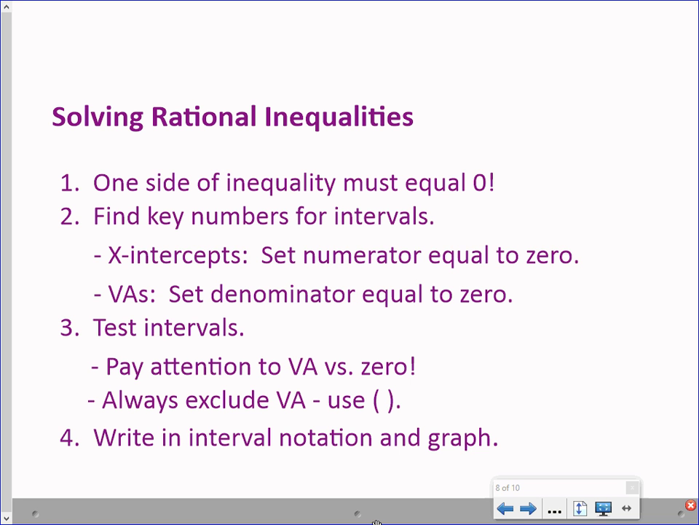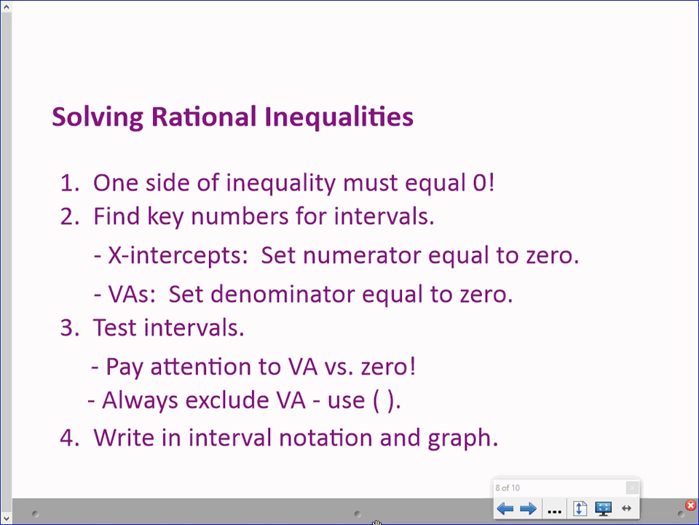You might have to factor either the numerator or the denominator to find all intercepts or vertical asymptotes, that's fine. Notice that in number 3, when you're testing the intervals, I said pay attention to the vertical asymptote versus a 0. That's why on the previous one I wrote 0, 0, 0 for each of my x-intercepts on my number line, so I knew that the function was actually equal to 0 there. When I do the rational function, I'll write 0 or undefined. So remember for all the undefined to always use parentheses. There is no graph right there. And then you can write your answer 2 ways, in interval notation and also like the image on the number line.